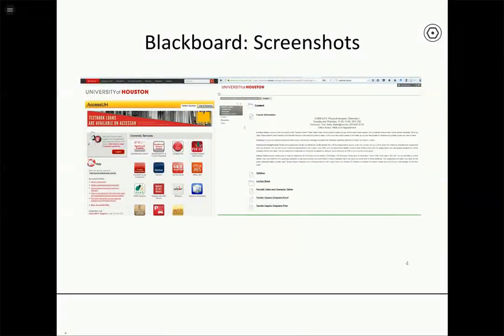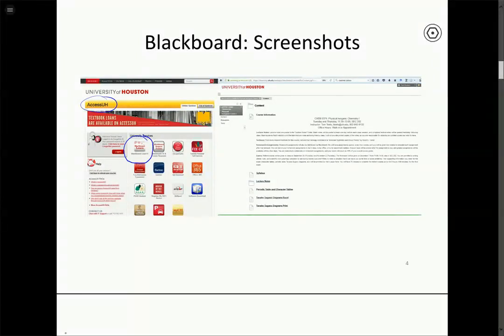So again, if you go to Access UH, that's one of the most common ways to log into Blackboard. Your page will look something like this. You might have different icons because students don't have all the same programs and services available. But anyway, you should see a Blackboard Learn icon somewhere. Mine's right at the top of my list. That's one way to get into Blackboard, but like I said, you can also directly access it and log in. Once you log in, you'll find our course, Chem 6374.